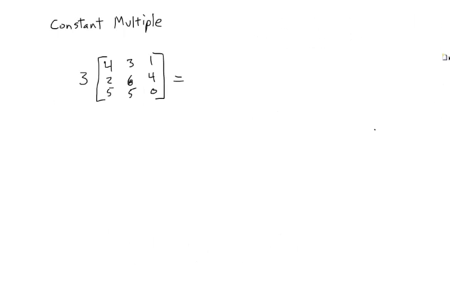In the next example, I have a constant multiple. So we're going to multiply this entire matrix by 3. So we're going to multiply every number in the matrix by 3. So we have 3 times 4 is 12. 3 times 2 is 6. 3 times 5 is 15. 3 times 3 is 9. 3 times 6 is 18.